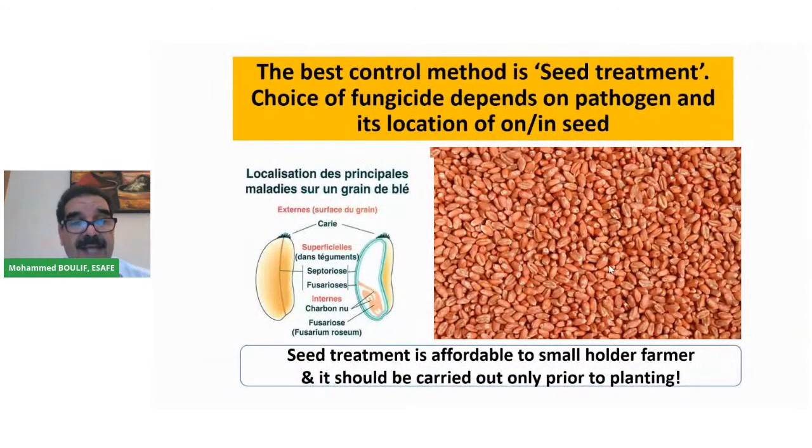So for this second category of fungi and pathogen, the best control method is to treat the seed with effective fungicides. And you have to choose your fungicide carefully, because, as I said, we want that fungicide to destroy the pathogens on the surface or in the seed coat, or we want the fungicide to penetrate to the embryo and kill the fungal mycelium in the embryo.